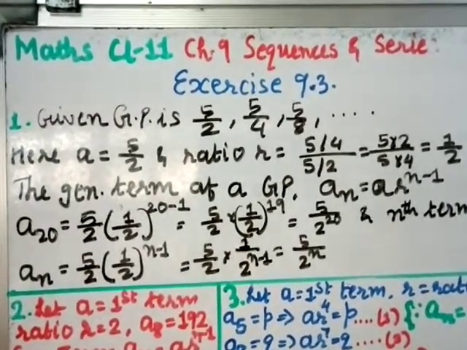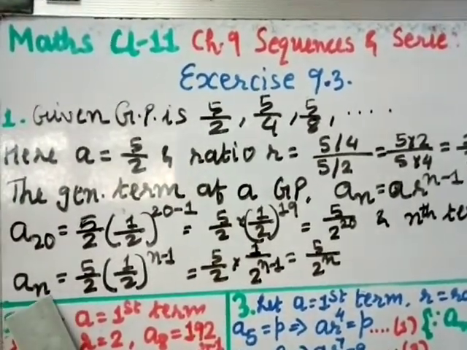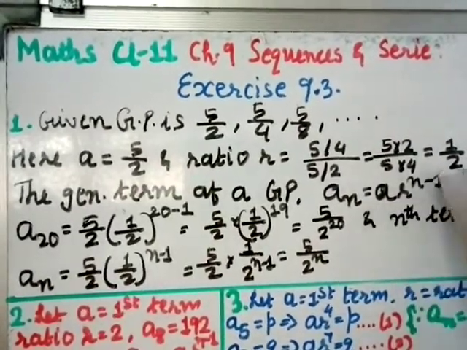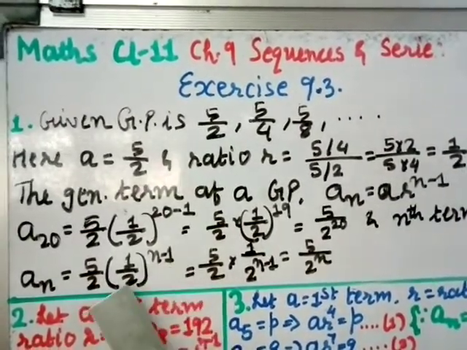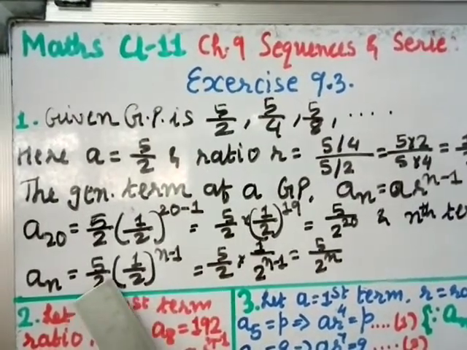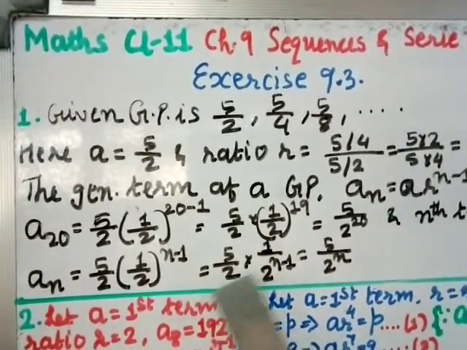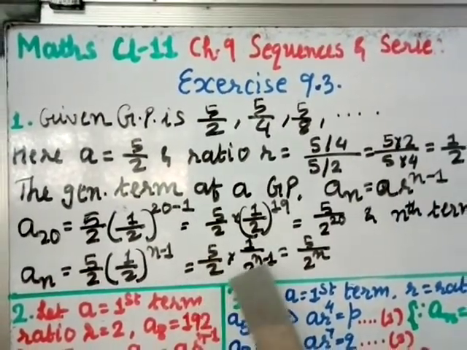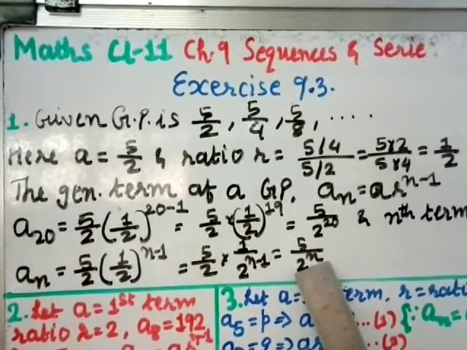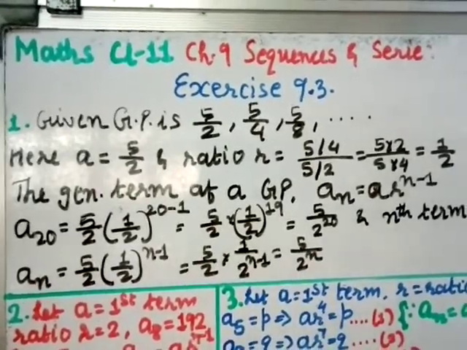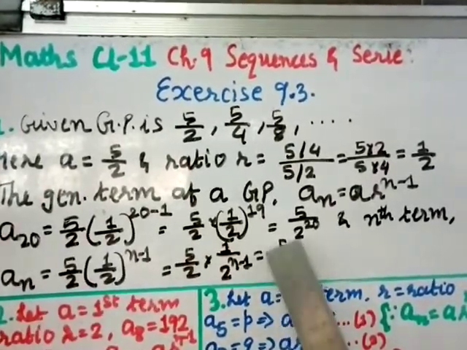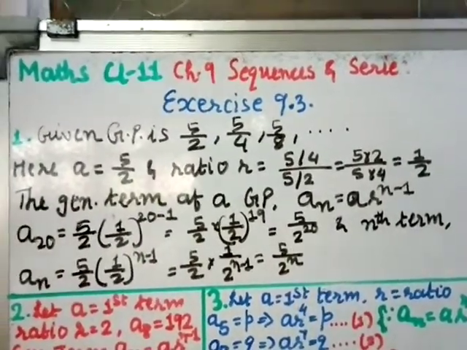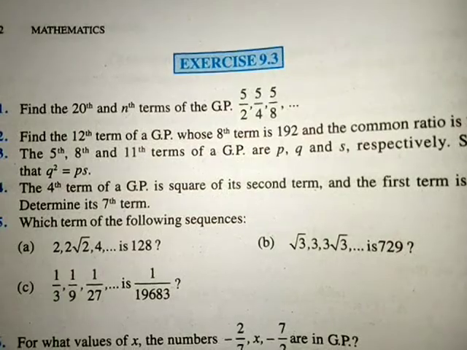Now we shall find the nth term. So an equals the A value you place first. Here the A value is 5 by 2 into the R value 1 by 2 power n minus 1. Again R power n minus 1 and R power 1, if you combine these together, these two will give you 2 power n minus 1 plus 1. That gives you the combination as 2 power n, and 5 into 1 is 5. So the nth term is an equal to 5 by 2 power n, and the 20th term is 5 by 2 power 20.